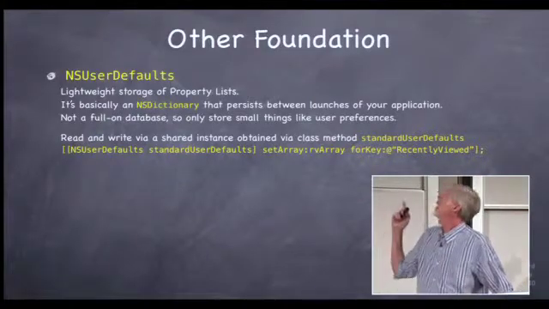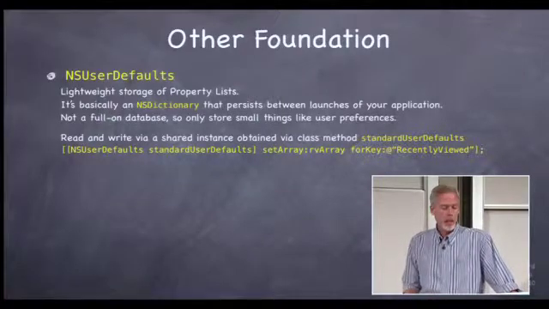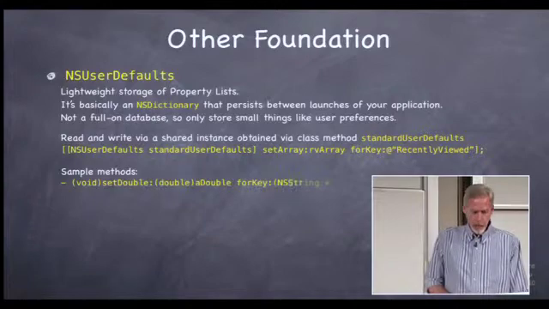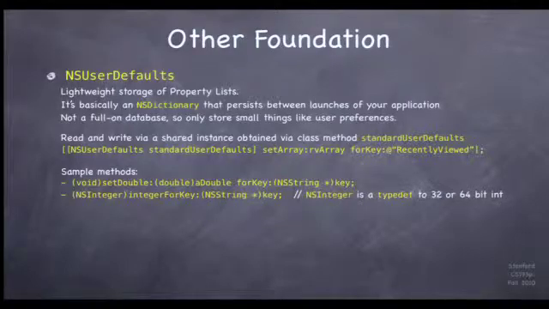And then the for key is just the string you're going to use to look it back up when you read it back in. So what do some of the methods look like? You can set all primitives, so there's set double, set int, set bool. You can get them back, so integer for key. Notice integer for key returns NSInteger instead of int.